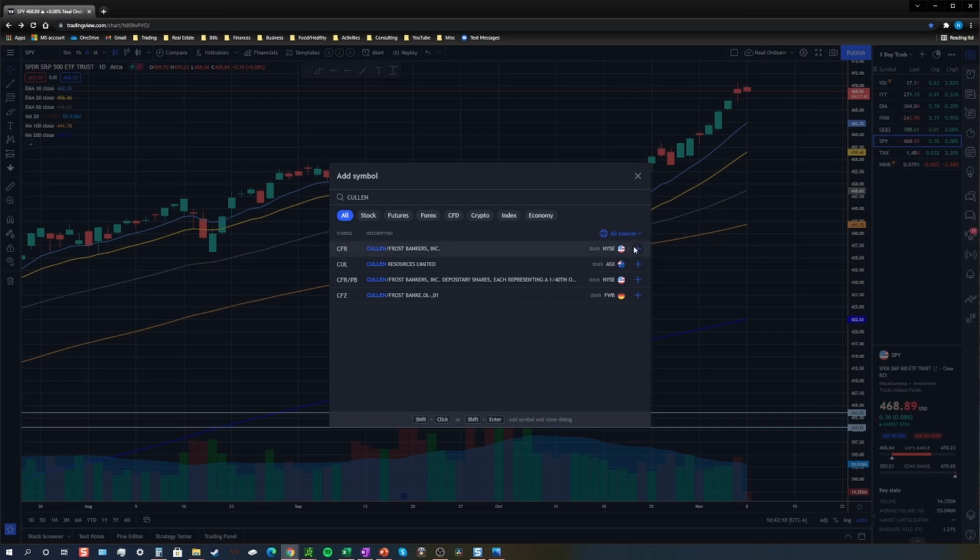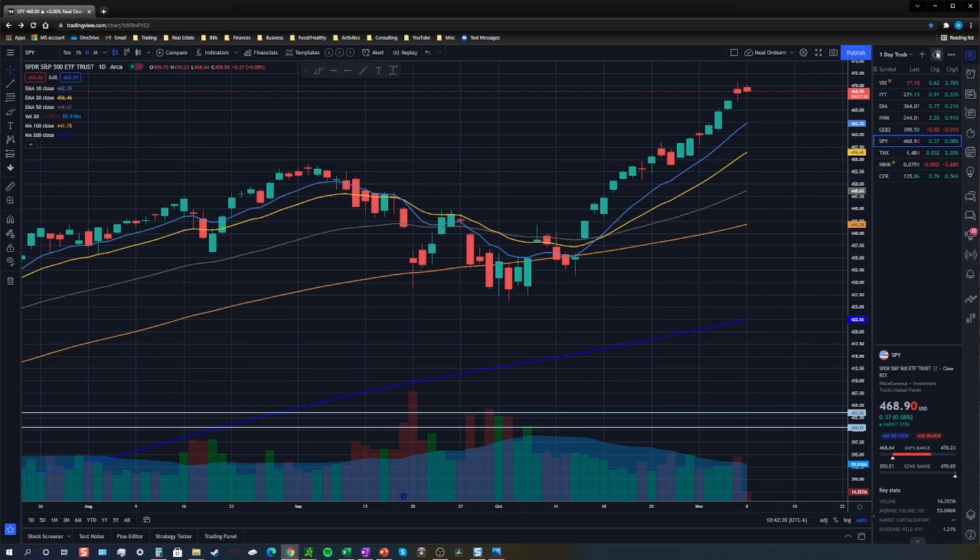So boom, you just click on it, and it already added it over here, CFR. Okay, so that's kind of how you manage stock symbols and stuff like that. I'm gonna put that back in order, and if you want to rearrange it, you just drag and drop into the order you want them to be in. It's not complicated.